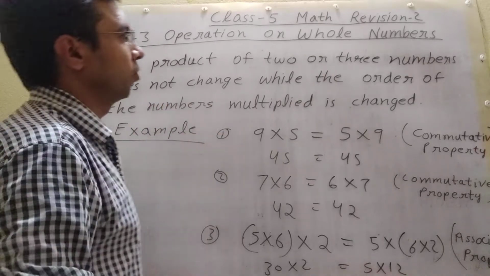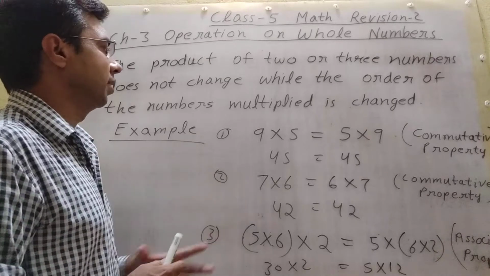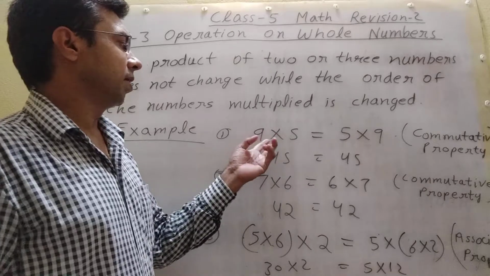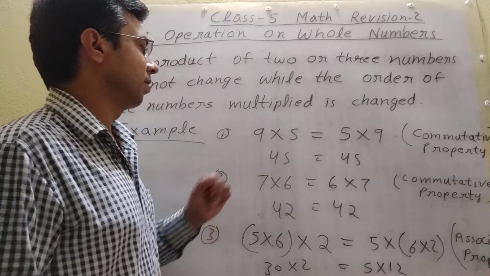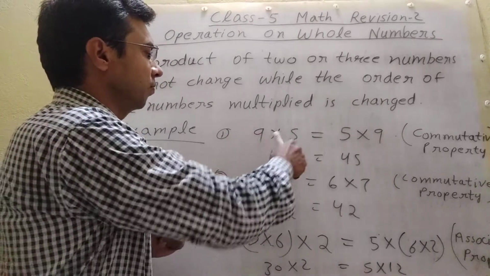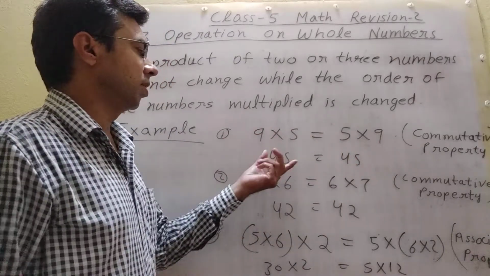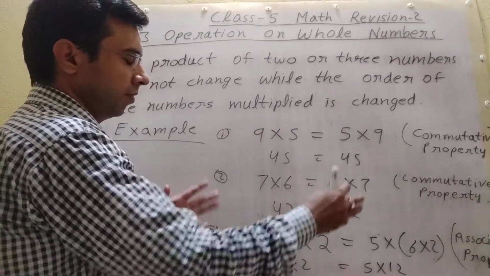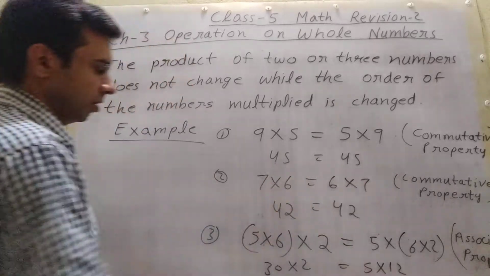The product of two or three numbers does not change while the order of the numbers multiplied is changed. Means, first example, here we have written 9 into 5 and here 5 into 9. Left hand side 9 into 5, right hand side 5 into 9. 9 into 5, 45. 5 into 9, 45. So order we have changed, but result is same. 7 into 6, 6 into 7. Order we have changed, but result is same. 7 into 6, 42. 6 into 7, 42.